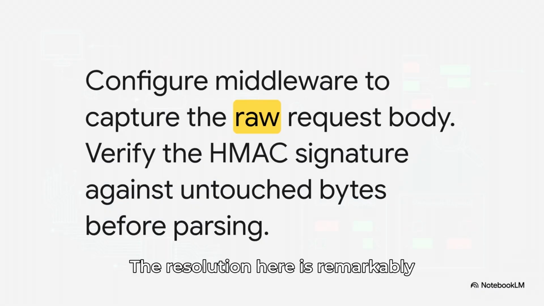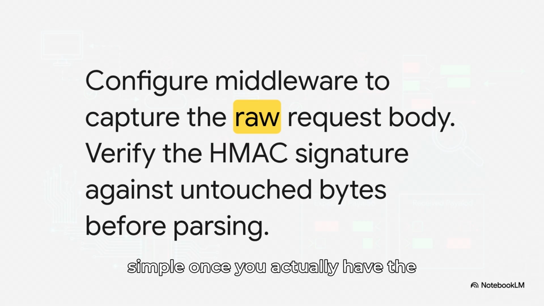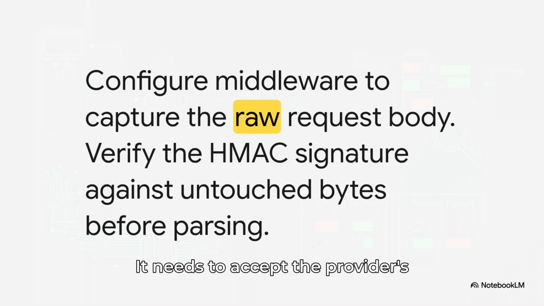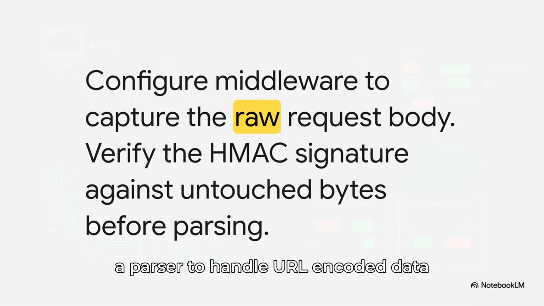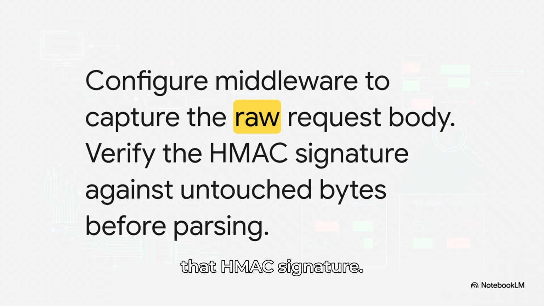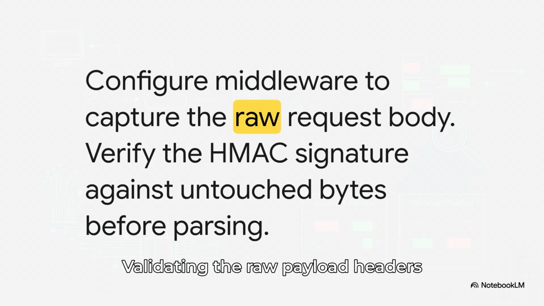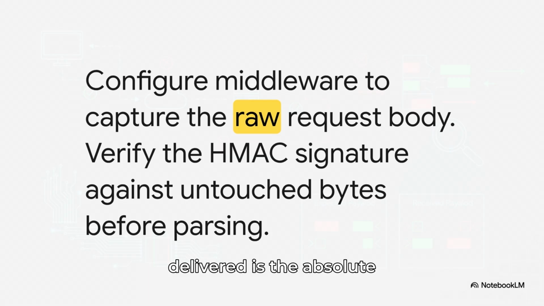The resolution here is remarkably simple once you actually have the evidence in front of you. To fix this silent failure, you just need to adjust your server's middleware. It needs to accept the provider's actual content type header, or you need to configure a parser to handle URL-encoded data before verifying that HMAC signature. Validating the raw payload headers against what is genuinely being delivered is the absolute key to preventing these silent parsing errors.